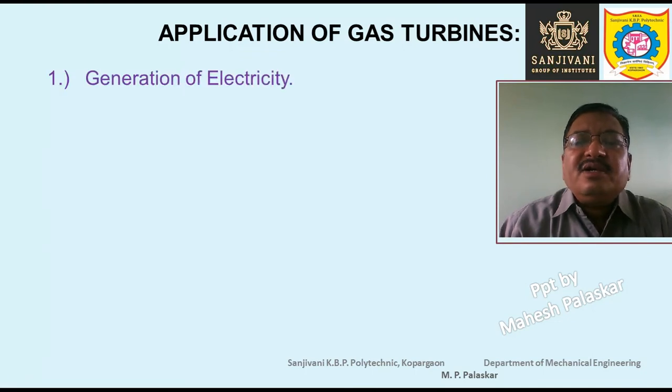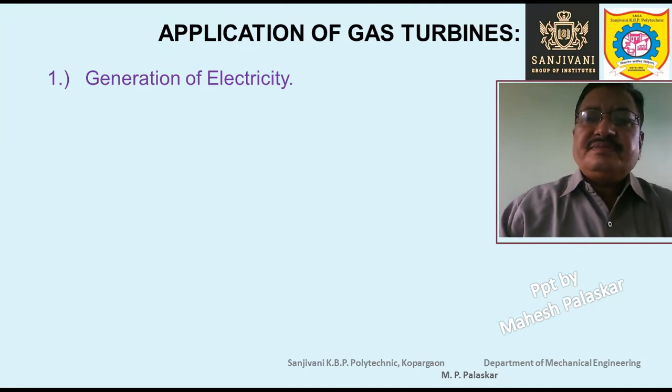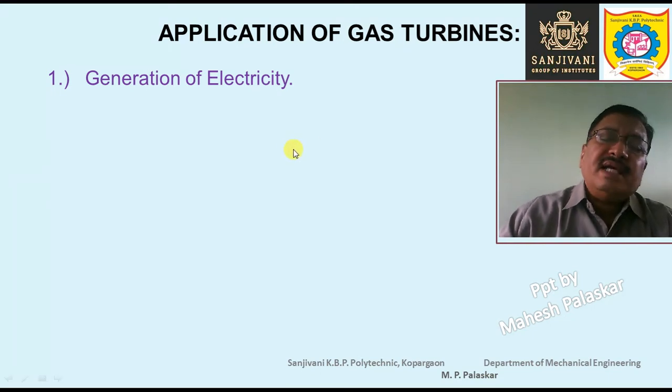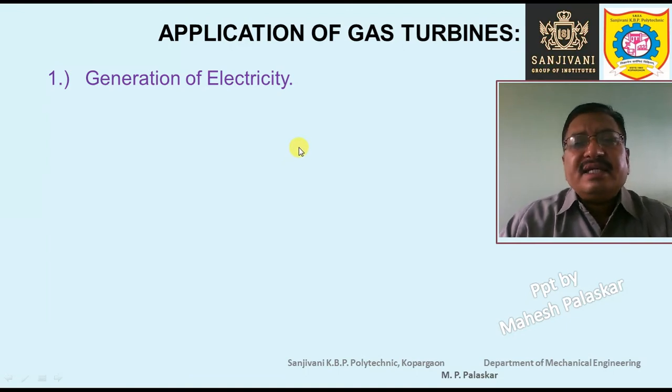Now the applications of the gas turbines, that is the generation of electricity. For the generation of electricity, we can use the gas turbines. As we have seen just now, if the generator is coupled to the gas turbine shaft, then we can get the electricity, and electricity can be generated.